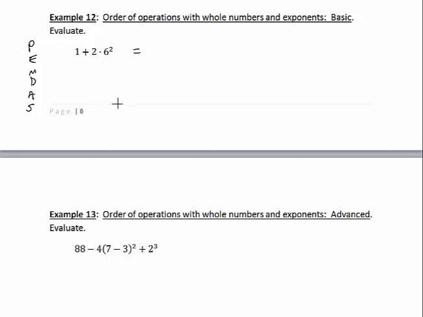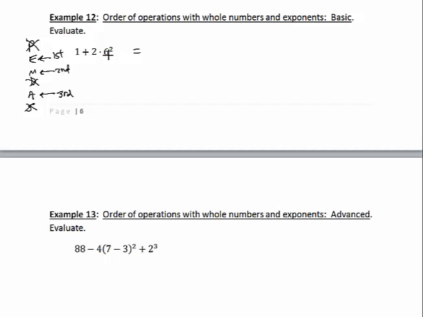Do we have any grouping symbols? No, we don't. Do we have exponents? Yes, we do. We have multiplication. You see this dot here. And then we have addition. So we don't have division or subtraction. If we go down the list, this comes first, that comes second, and then this is third. So we add last.